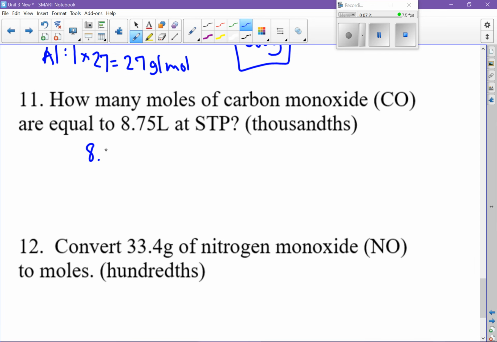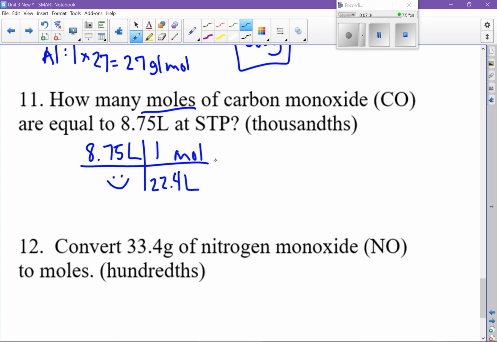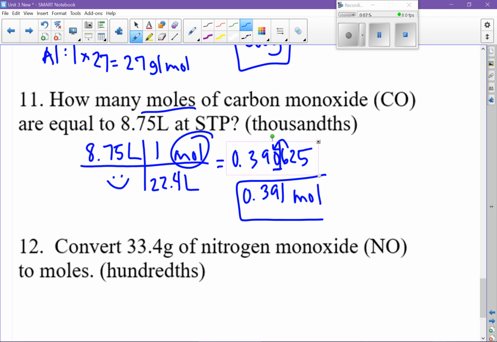Next one, I start with 8.75 liters from the question. Liters up, liters down. It says how many moles. That's what I want to calculate. Then I put the numbers in. 1 with the mole. Liters needs 22.4. My calculator tells me 0.390625. Rounding that to the thousandths place is here, but the 6 makes it round up to 0.391. I was looking for moles, and that's the unit for my answer.